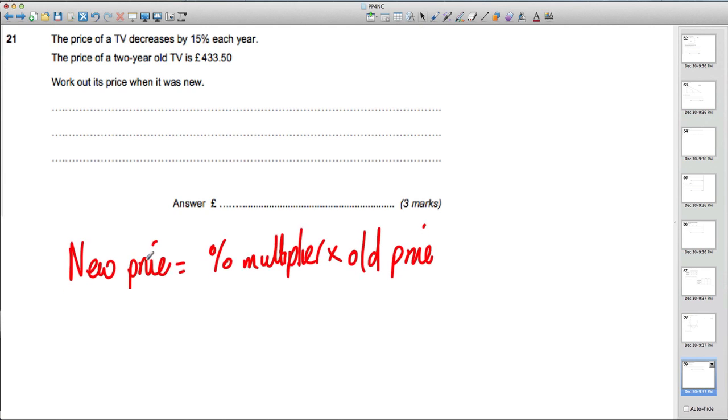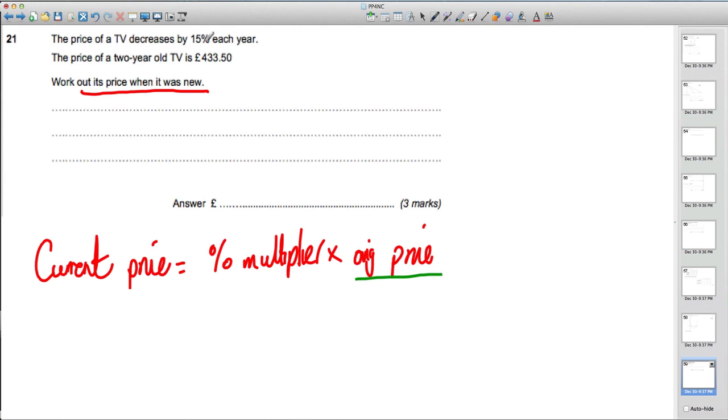Okay, so in this case we want to work out, it's confusing how I've written new and old price there. I won't write that. I will write the current price. I'm going to write the current price is the percentage multiplied by the original price, okay? So the current price that the TV is worth, the current value of the TV is the percentage multiplied by the original price. Now we want to work out its original price when it was new. We want to work out this here.